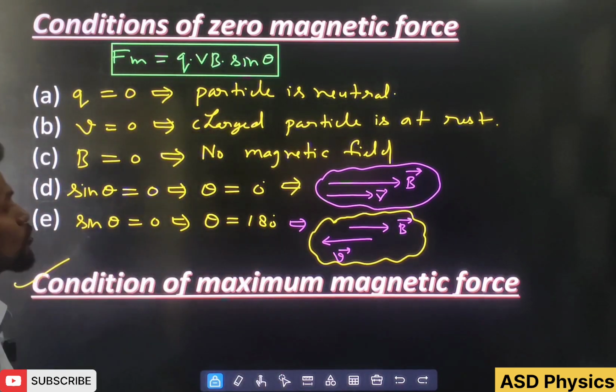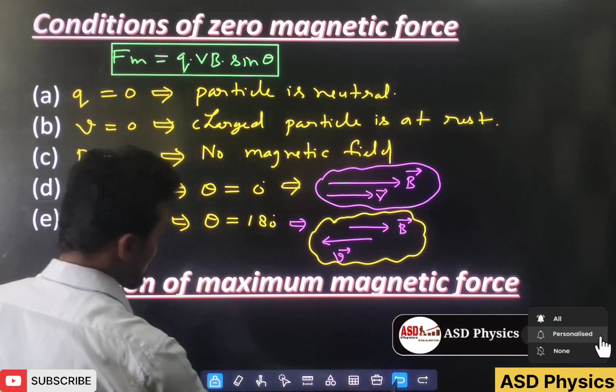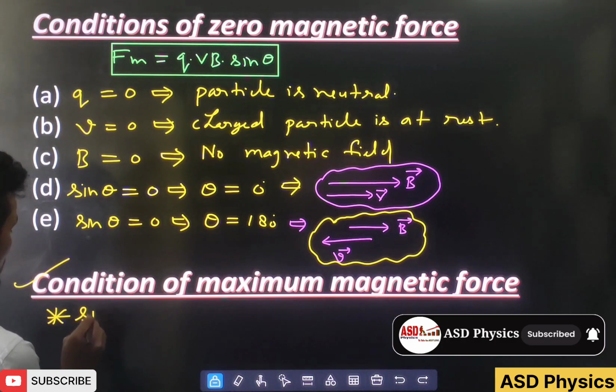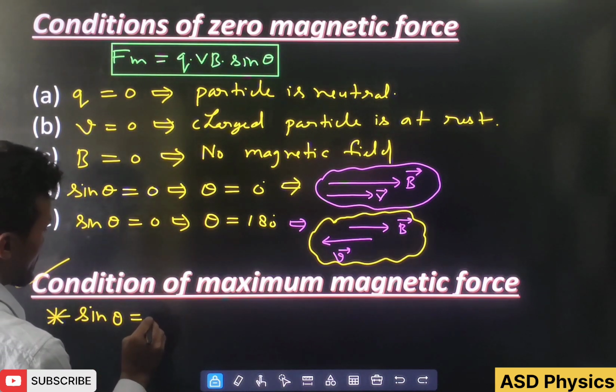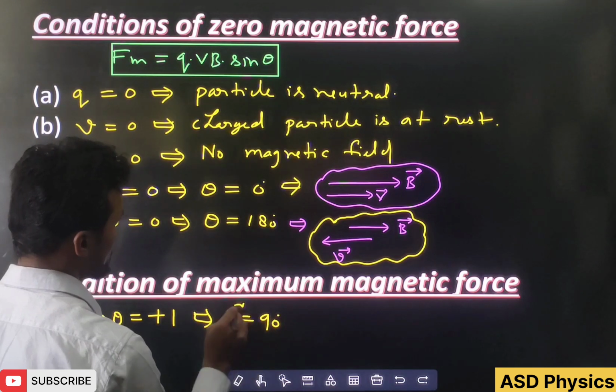Now students, next one, see the condition of a maximum magnetic force. So see here, Fm equals QVB sin theta. Remember that for maximum magnetic force the sin theta should have the maximum value. So sin theta maximum value is plus 1. Theta how much is possible? The theta will be 90 degrees here.